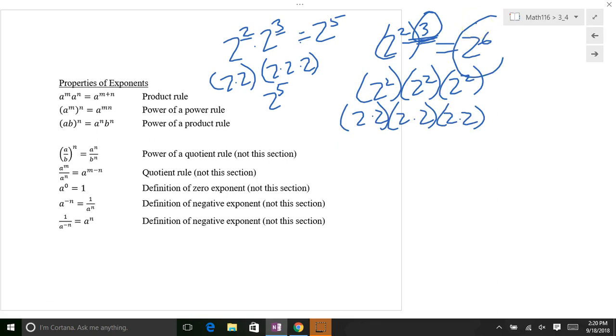Similarly, you just kind of keep going. So these rules, if you write them out, they make sense, right? They're just kind of the shortcut, if you will. A times b to the m, a to the n, b to the n, and so on. Power of a quotient, quotient rule. And then we'll get into some of these other ones in the next section.